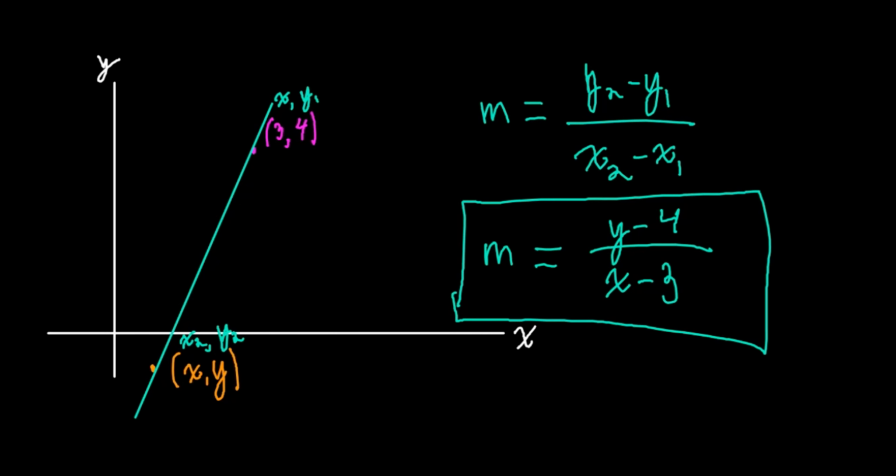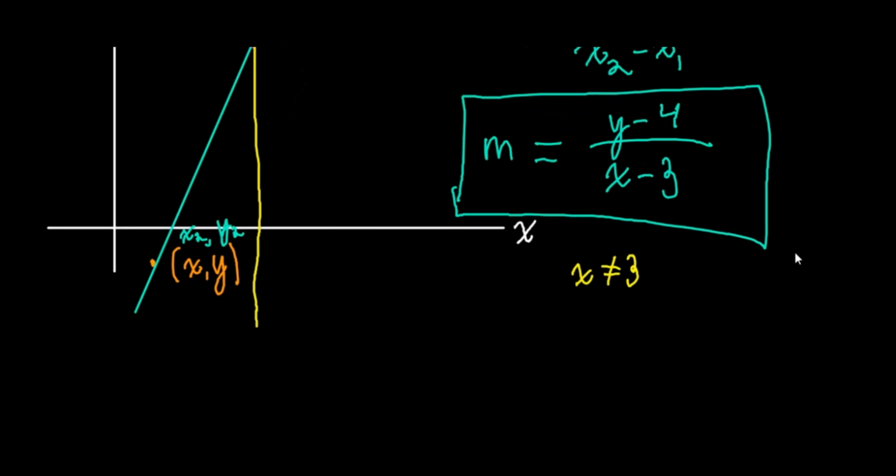Let's first assume here that the point that we chose is a point such that the x coordinate is not equal to 3. And why can we assume that? Well, that would make this slope undefined. That is, we would end up with a vertical line. We would end up with a vertical line if we chose a point such that the x coordinate of that point is 3. So we can assume now that x is not equal to 3.